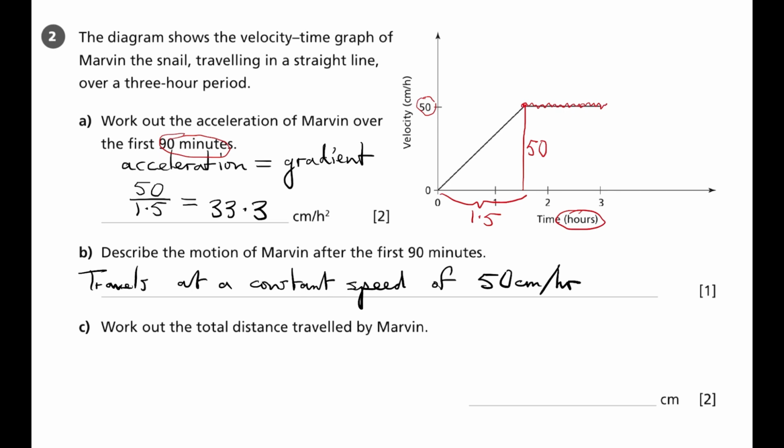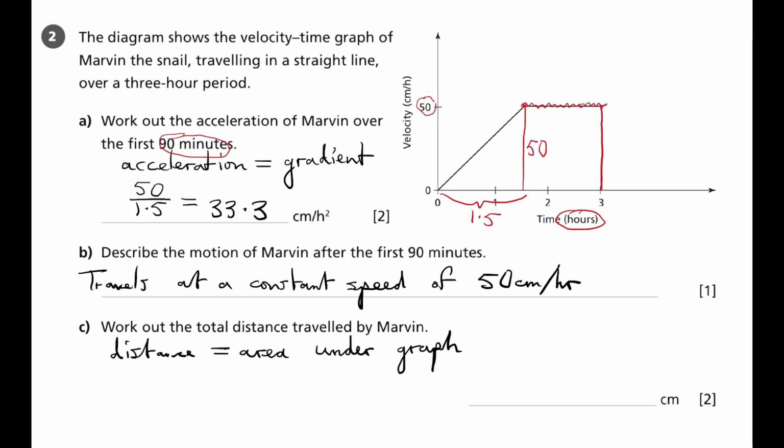In part C, we need to work out the total distance traveled by Marvin. Another key fact for velocity time graphs is that the distance traveled is the area under the graph. So we need to find the area under the entire graph. So the journey is 3 hours.